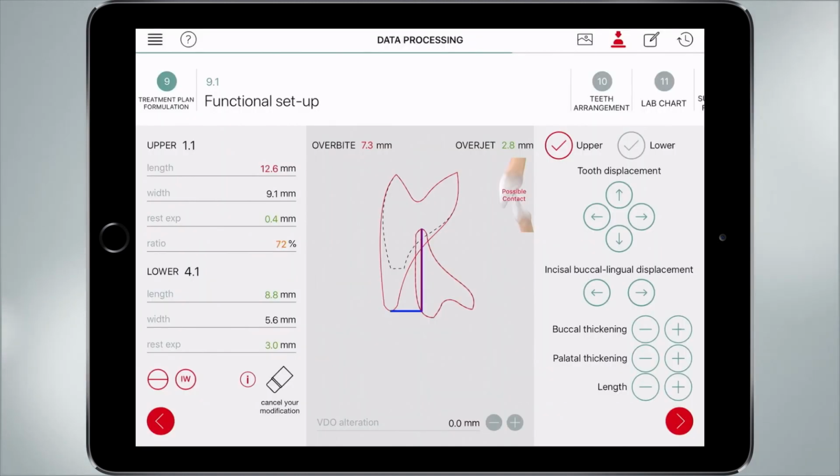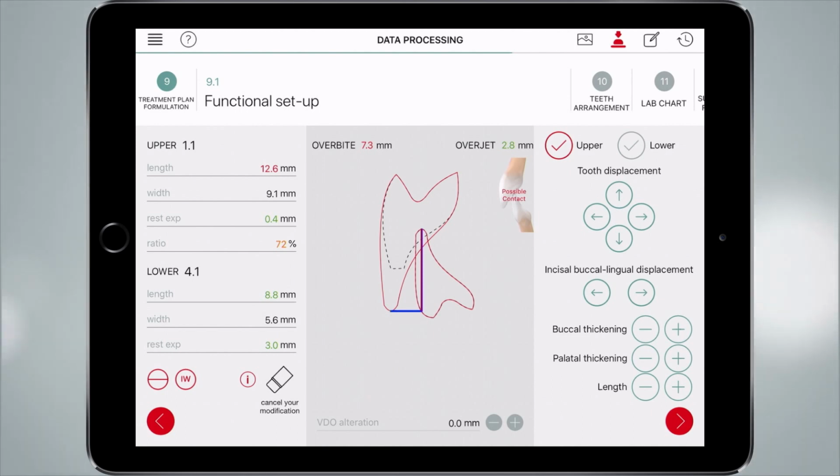Let me check with you. First of all, we can see you have some red numbers starting from the upper 11. You have 12.6, but we discussed already about this part. So we can still keep this length because the patient doesn't show all the length because you have a low smile line. But at the same time, we have a very good number in terms of exposure at rest, 0.4. So finally the patient can show some part of the teeth at rest. The ratio of proportion again will be 72%, not perfect, but not so bad. It's still orange. Then lower arch, 41, 8.8 millimeter length, 3 millimeter rest position. Both are perfect because they are green.